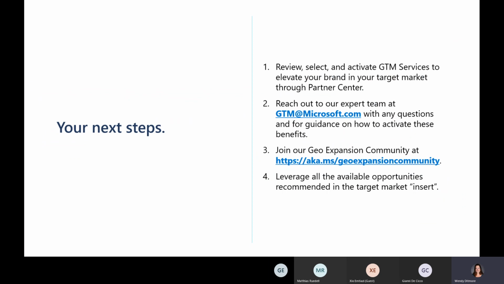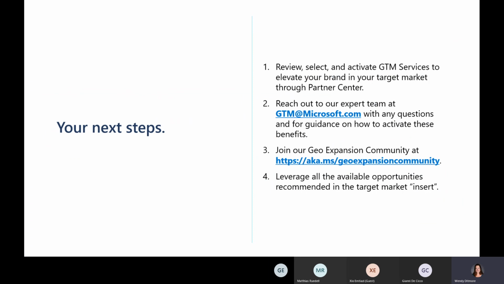And then you can reach out to our go-to-market alias there if you have questions or need guidance on how to best activate those benefits. They're always there ready to help you locally in your country where you sit today.